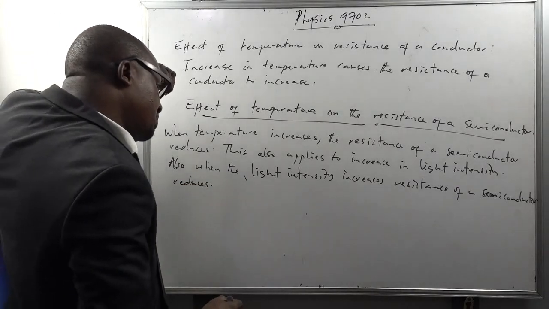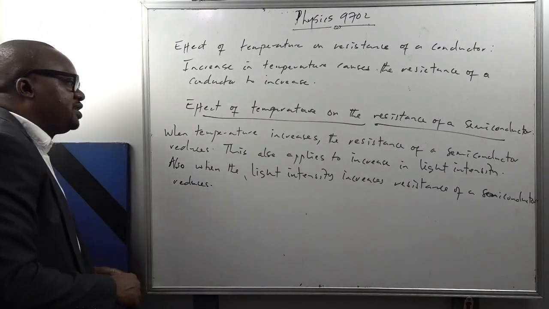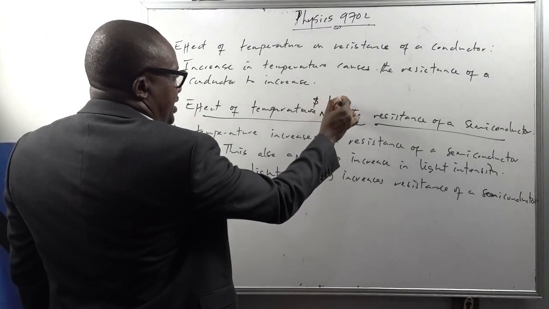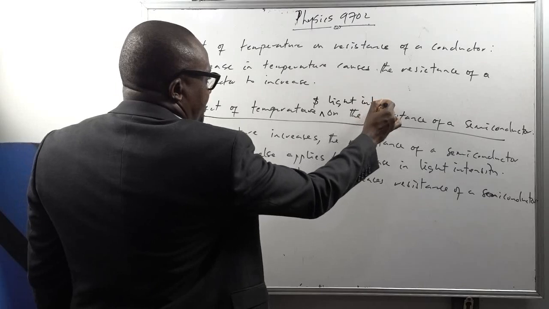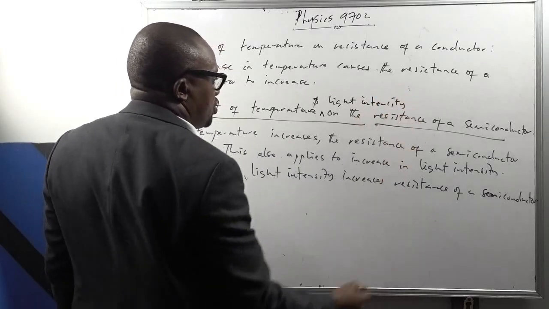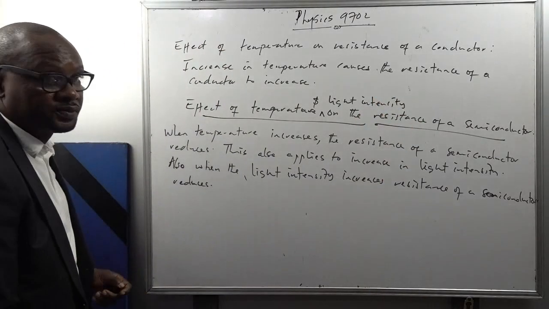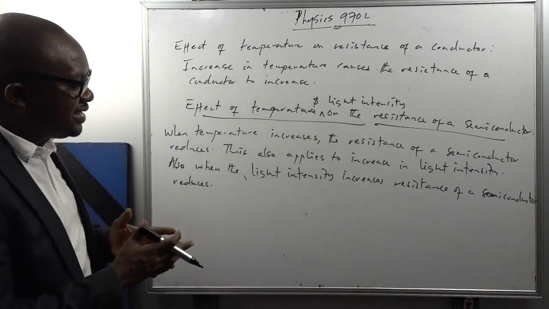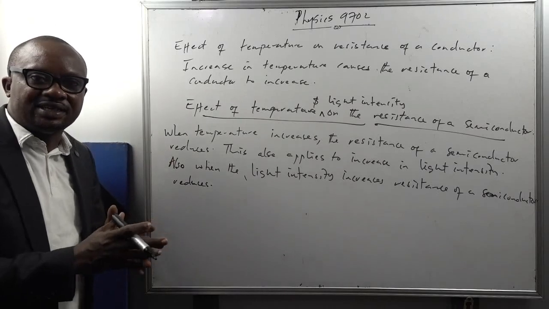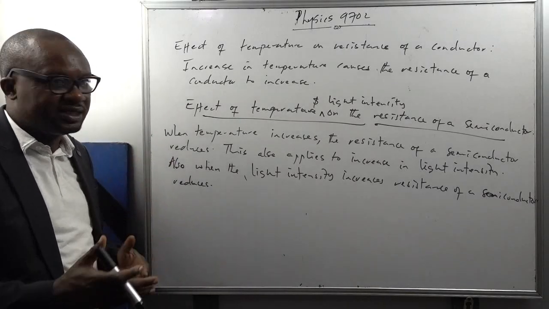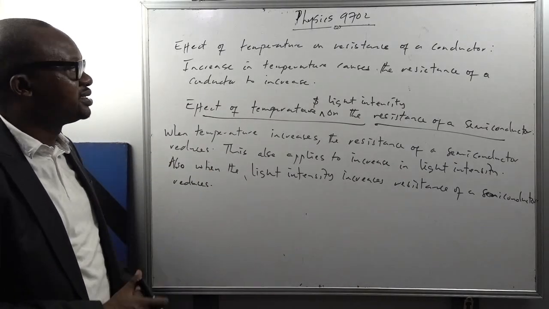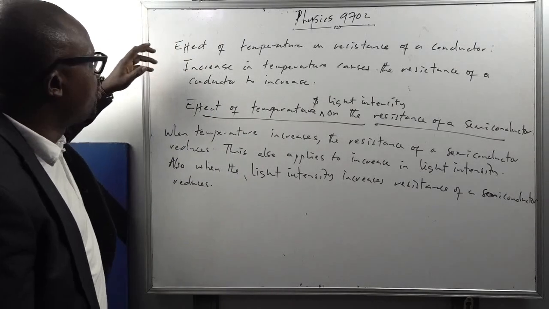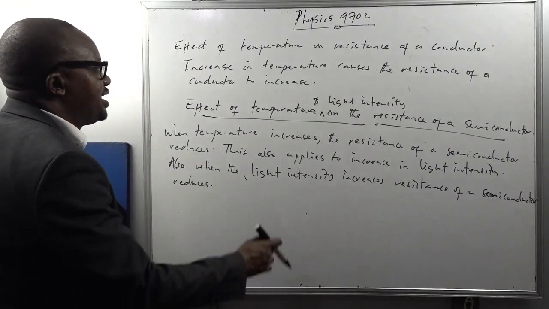So the more appropriate title for this part should have been effect of temperature and light intensity on the resistance of a semiconductor. So as we can see from this explanation, when light intensity increases, the resistance of a semiconductor reduces. The same applies here too when the temperature increases.